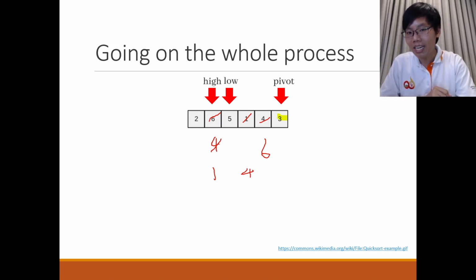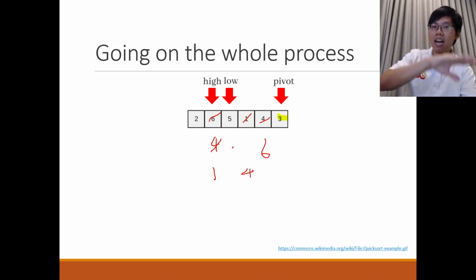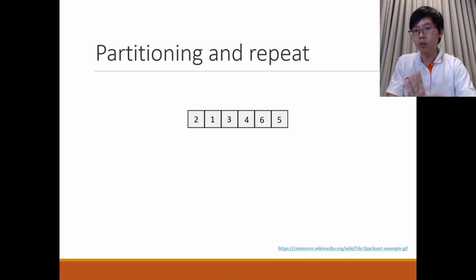Okay? So right now, low is pointing at the third position. High is pointing at the second position. Now the low index is higher than the high index. So we swap the low position with the pivot. So here is going to be 3. Here is going to be 5. So stopping right there, we move to the next slide.